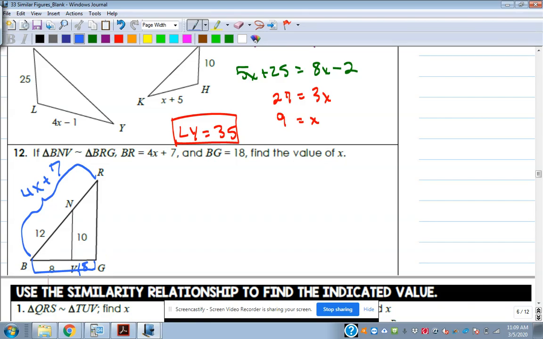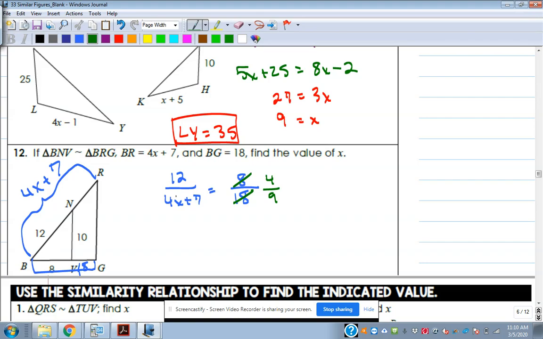So wouldn't the height maybe matter? It doesn't matter. 12 over 4x plus 7 equals 8 over 18. Reduce this, just to make it easier. Hold on. BN and BR. Okay, yeah, those connect. And then this is BV over BG.